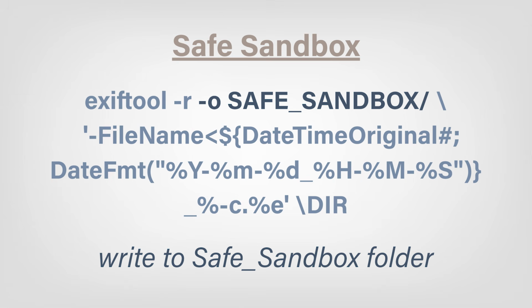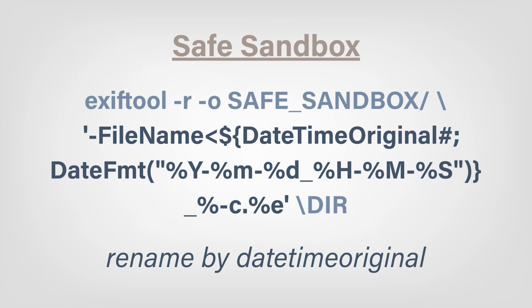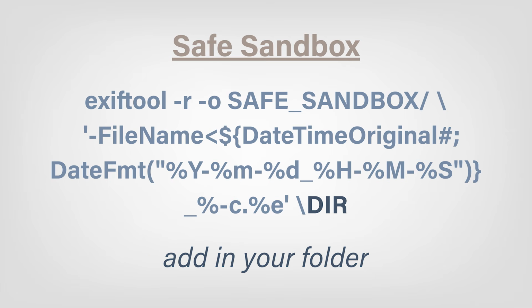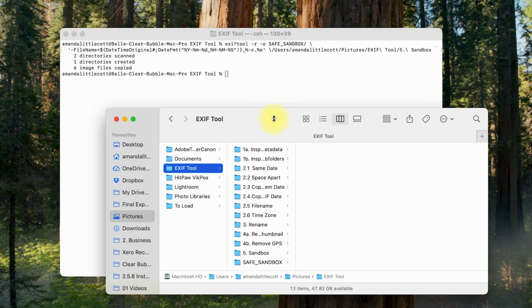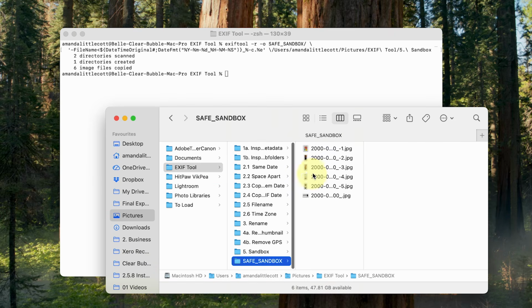In Windows, it creates the safe sandbox in the folder where you're running the command. This -file names and then the datetime original and all this kind of stuff. This we've already seen. This renames the files by date and time, adding a -1 or 2 for duplicates, and will keep the original extension. Then we have our dir, which is the folder that we're working on, and the result is what we get is this. My originals stay untouched.